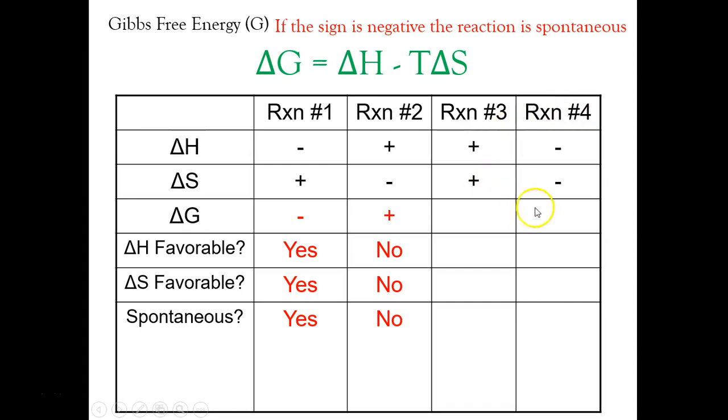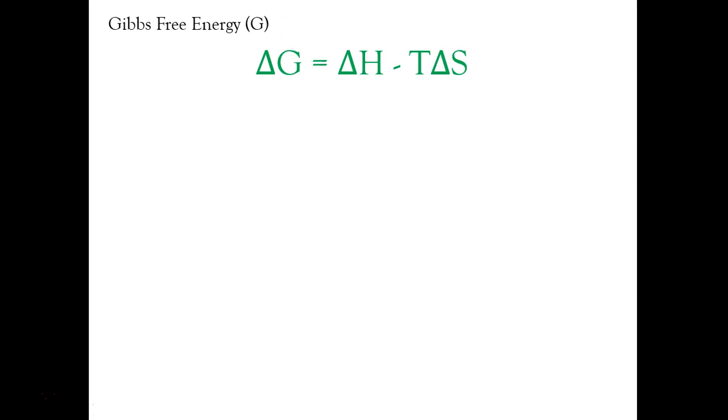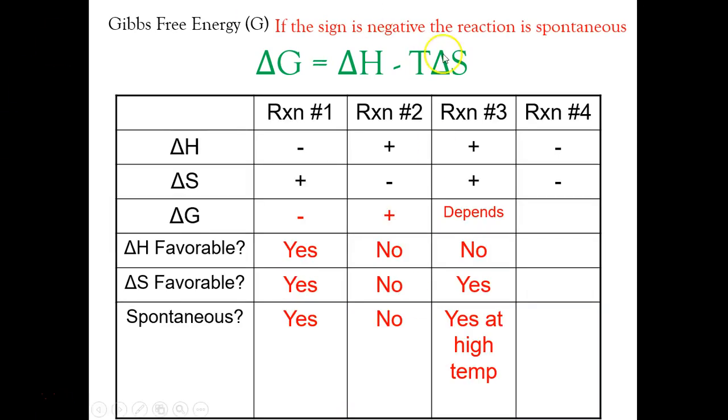Now, reactions 3 and 4 are a little more interesting. In reaction 3, delta H is positive and delta S is positive. So if this term is positive and this term is negative, then it really depends on the magnitude of those numbers and the temperature to determine the sign of delta G. So we could just say it depends. Delta H is not favorable, delta S is favorable, so it will be spontaneous when I maximize the favorable term. So it'll be spontaneous at high temperatures.